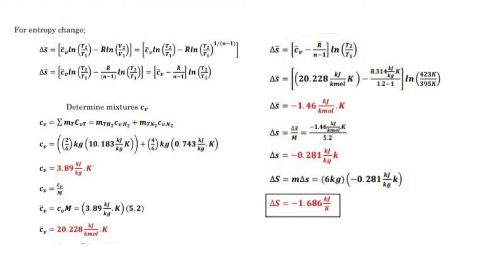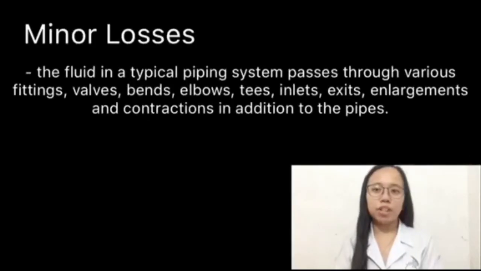And lastly, we'll have to multiply the total mass and the entropy change that we have obtained. Therefore, we'll have the entropy change of negative 1.686 kilojoules per Kelvin.